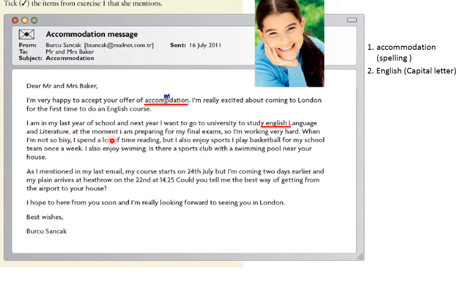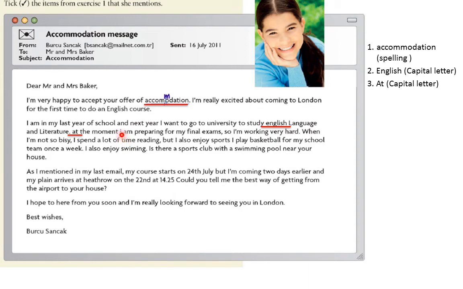At the moment, I am preparing for my final exams. We have two mistakes here. The first one is "at." At is the first word in the sentence. It is the beginning of the sentence. It should be written with a capital letter. So, at should be written with capital letter.